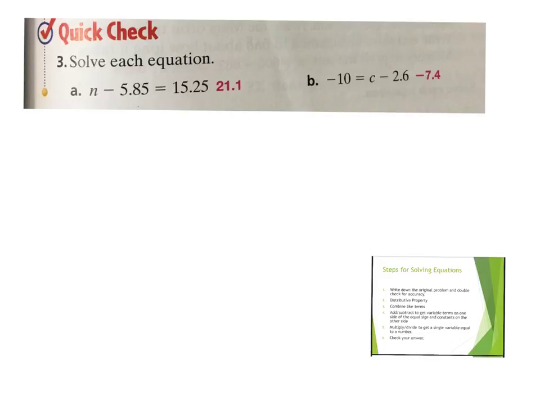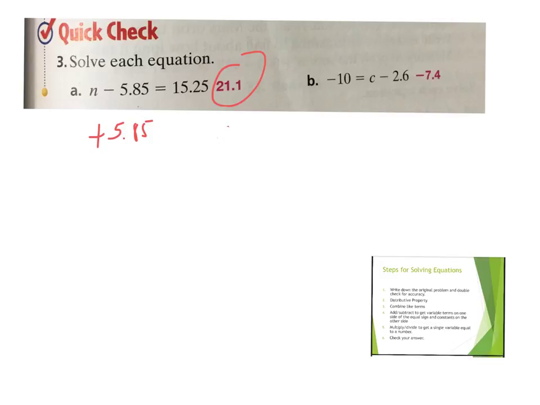Alrighty, so here we have a couple for you to work. This time we're adding to solve. We start out with n minus 5.85 equals 15.25. You can see I've already produced the answer here for you. What we're really doing is adding 5.85 to both sides of this equation. There's a 5, I promise it is. That's not very clear. We can make that look prettier.